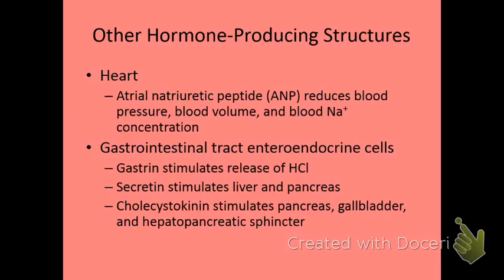Secretin stimulates the liver and pancreas, helps the liver to work properly to form the bile, and the pancreas to form its digestive juices for breaking down foods. Cholecystokinin stimulates the pancreas, gallbladder, and hepatopancreatic sphincter, and it helps to dump all the digestive juices into our small intestine so we can digest the foods properly.